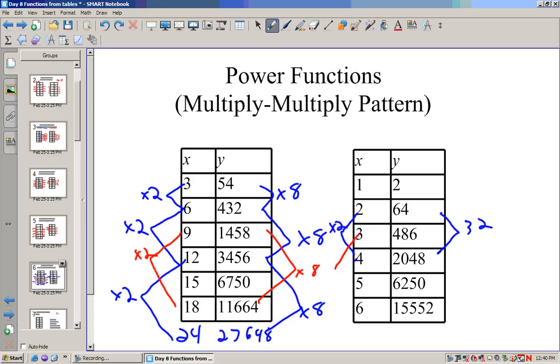We could put it on there, but if I do 3 times 2, that should equal the same thing as 486 times 2. Wait. Nope, that's not true at all. 486 times 32, which is 15,552. So there's a multiply-multiply situation going on here. So power functions get big very, very quickly. You can see because you're multiplying both the x and the y's. And exponentials get big very quickly also.